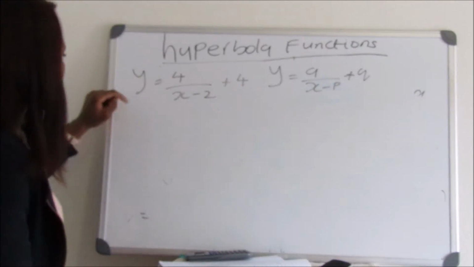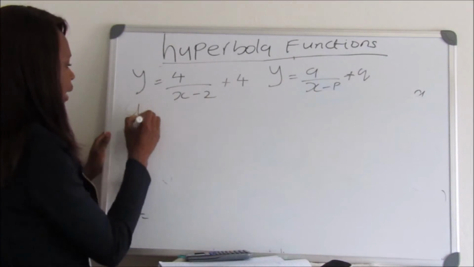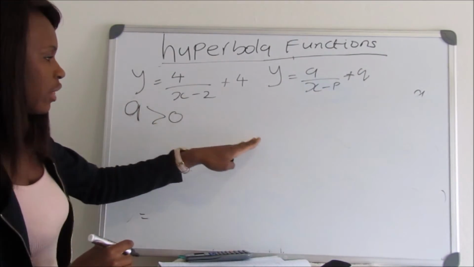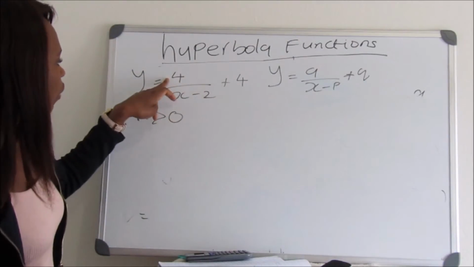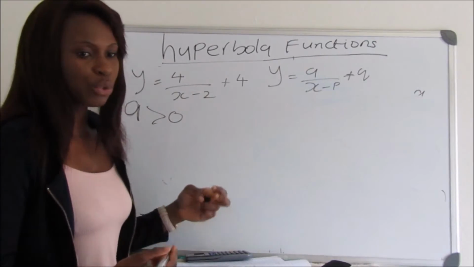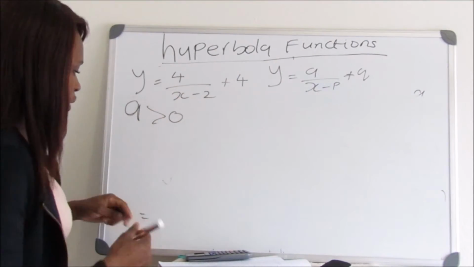And remember, I've already said that if your a is greater than 0, that means the graph will lie in the first and the third quadrant. So we already know that our a, which is 4, is greater than 0, so our graph will lie in the first and the third quadrant.